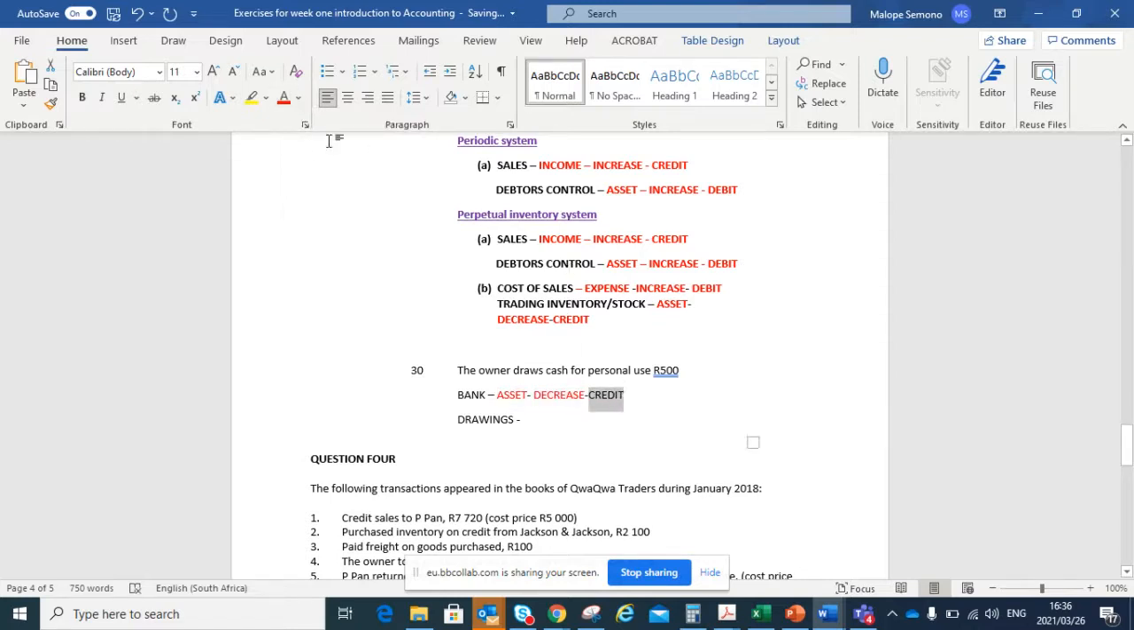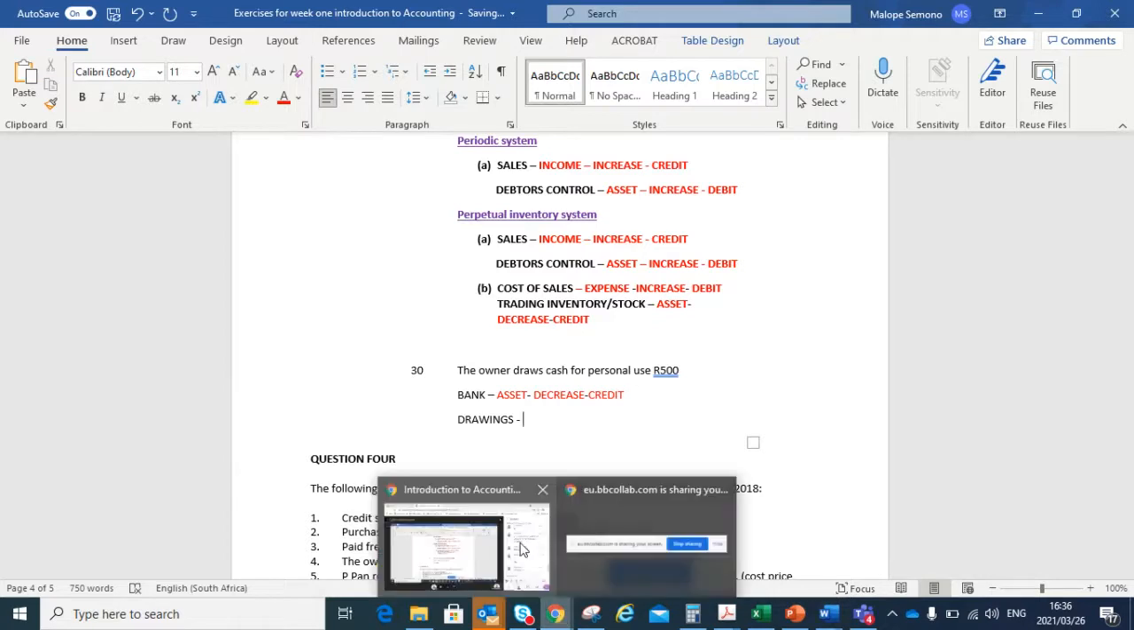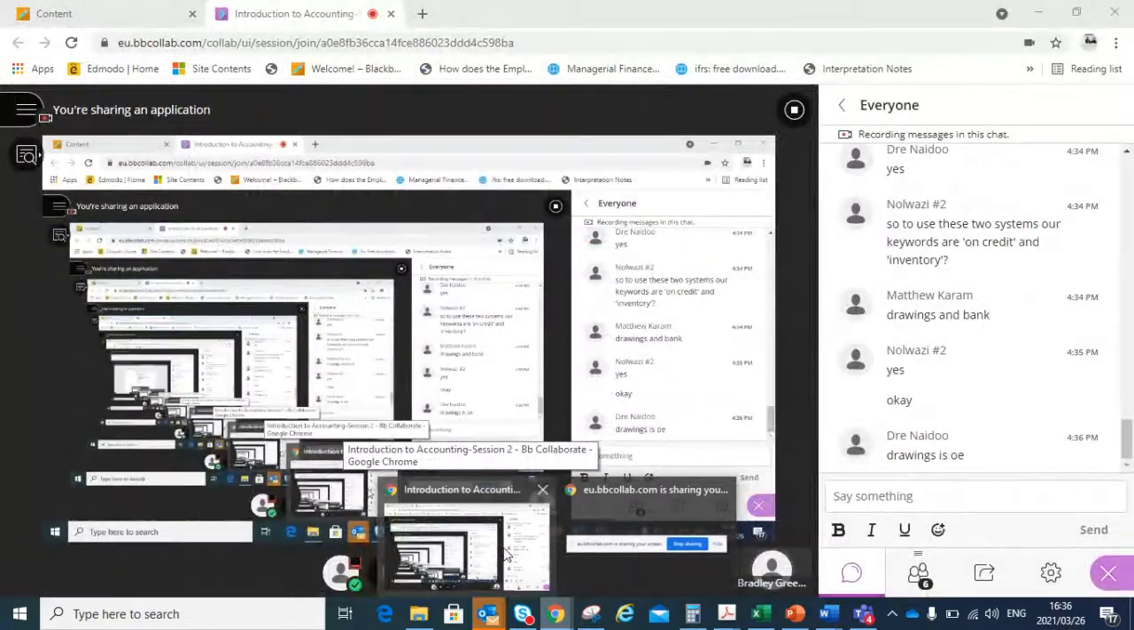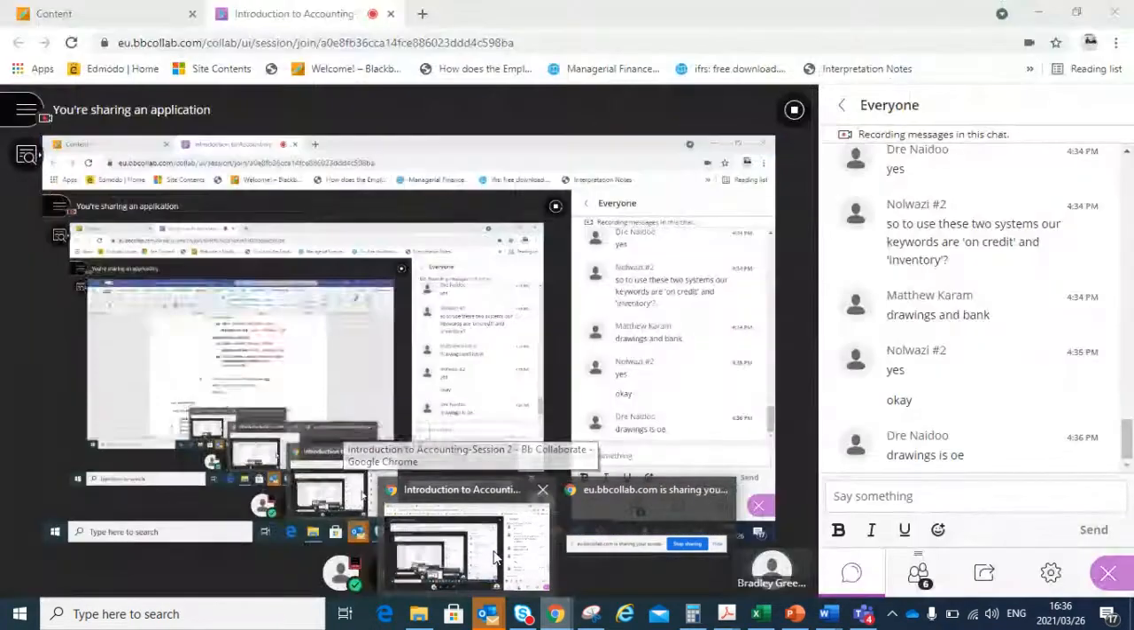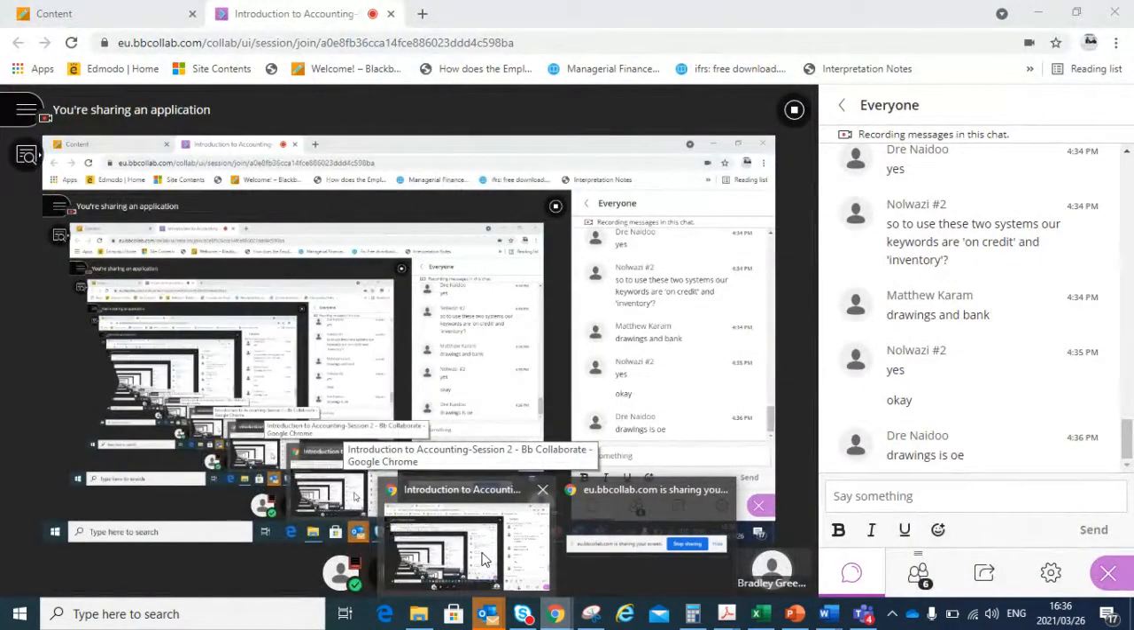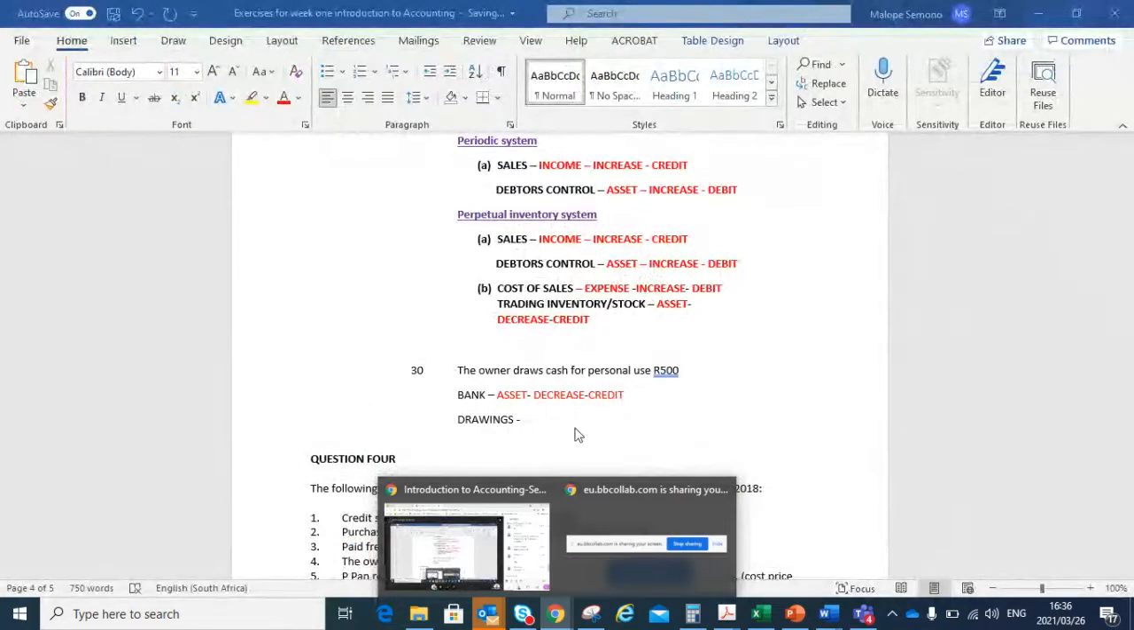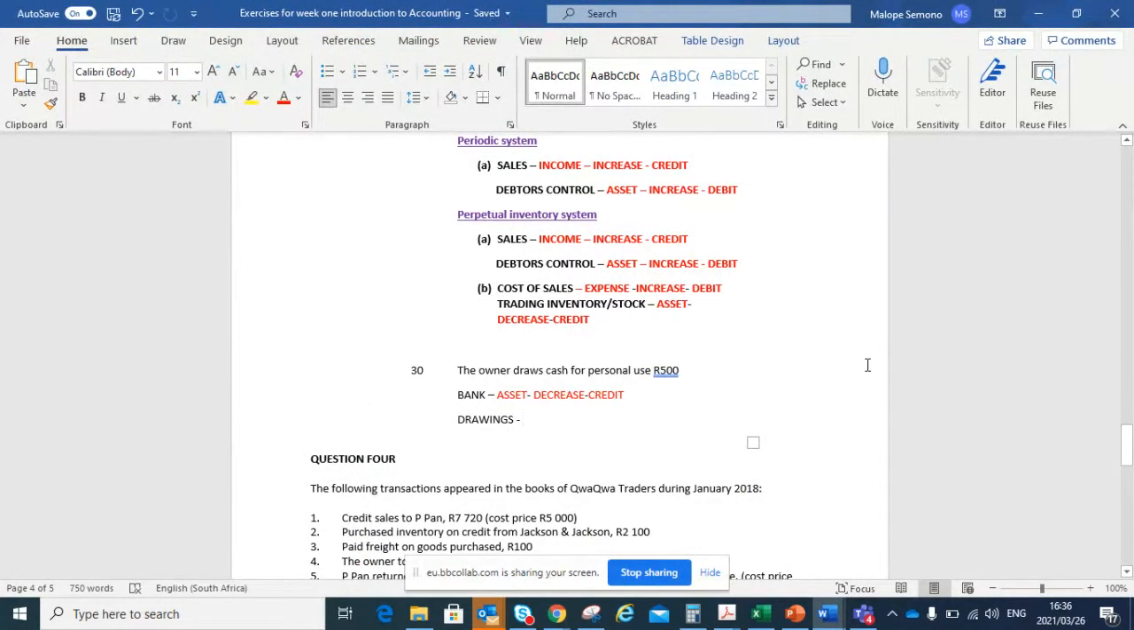What is drawings to us? Where does drawings fall? Which group do we record drawings under? Let me check. Drawings is, yes, you are correct, owner's equity. But a negative one is negative owner's equity. Drawings behave like expenses. Can you see now?